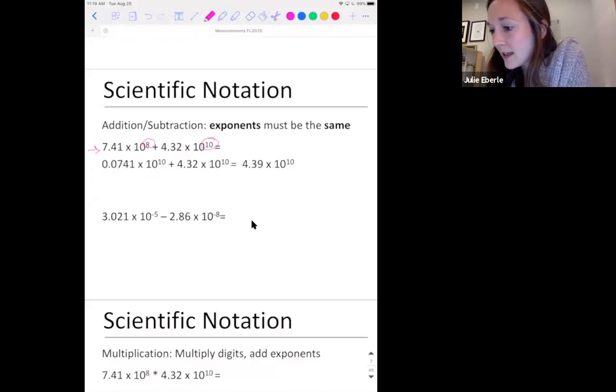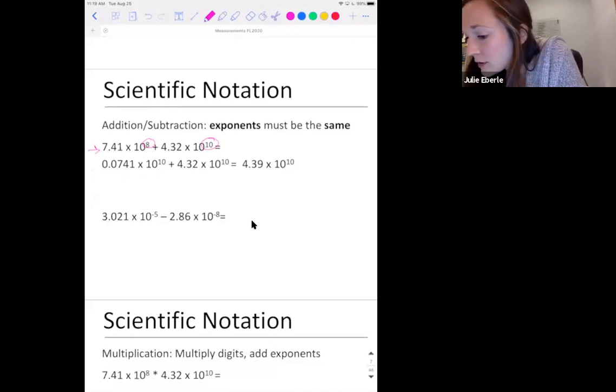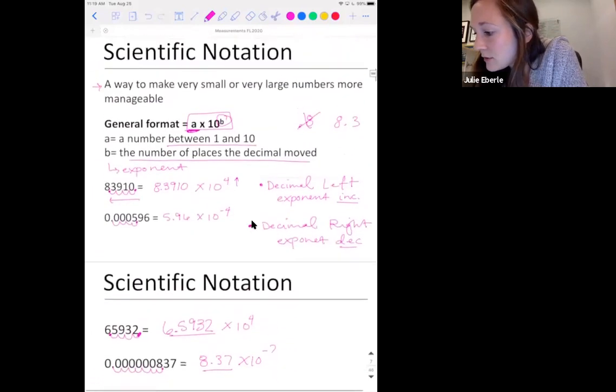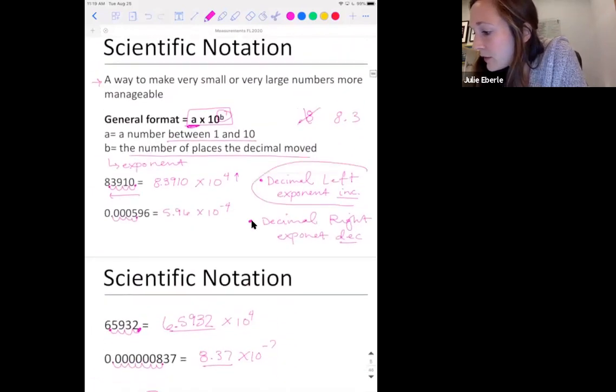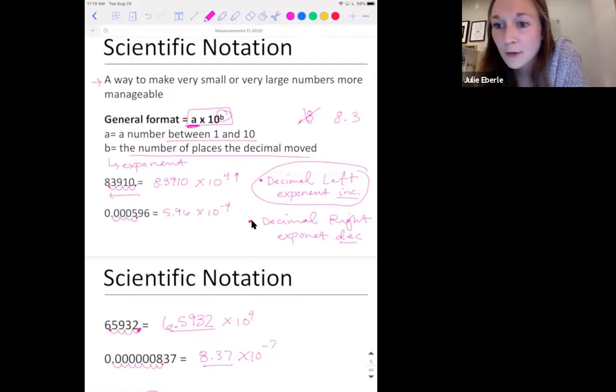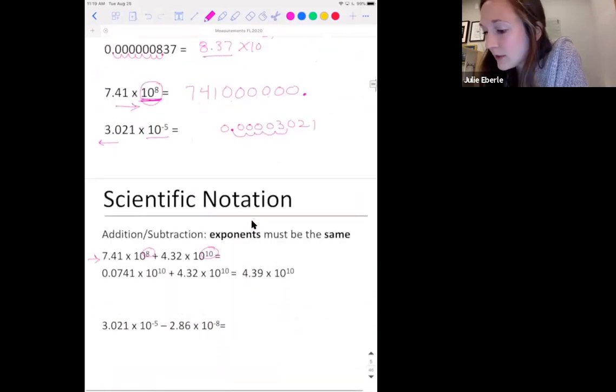Remember, if you move your decimal to the left, your exponent increases, right? Let's go back and check our rules. If you move the decimal left, the exponent increases. So we're trying to increase our exponent 2 places, from 8 to 10. So we're going to move the decimal 2 places to the left, and that's what they did.